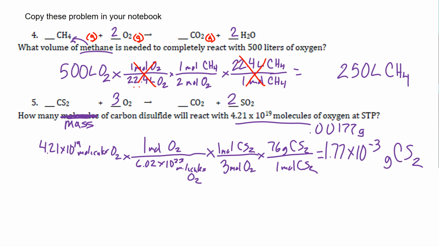Now, for the next one, I stopped at mass on this one because apparently I told the students last year to change it to mass, but I'll finish it out. So it says how many molecules of carbon disulfide react with 4.21 times 10 to the 19th molecules of oxygen. So the key thing is recognizing this first step. We're in molecules, we have to divide by Avogadro's number. All right, that gets us moles. Then we can do our mole ratio.